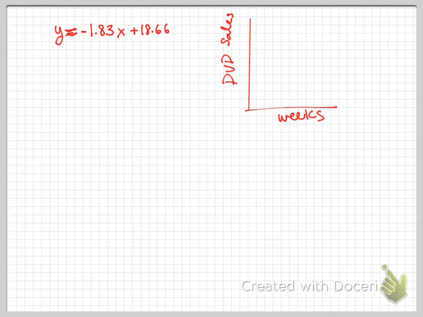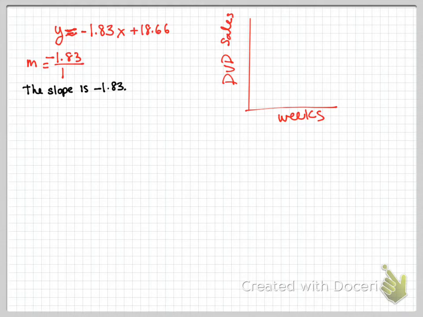Okay, so first of all, to analyze the slope, I want you to put it over 1. When we are analyzing, remember the protocol is we always identify first. So we would say what? The slope is -1.83. Now, what does that mean?